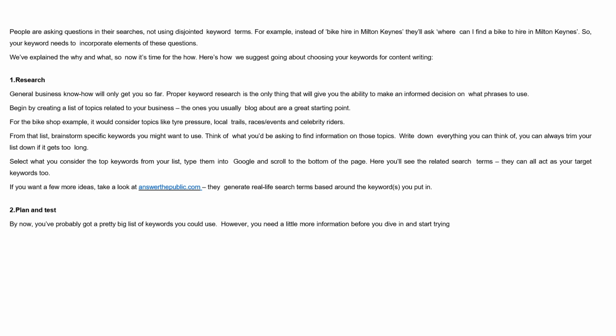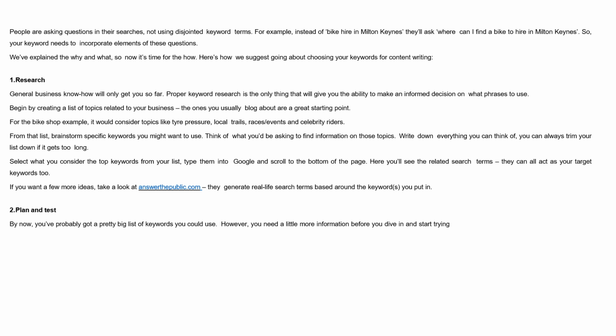Select what you consider the top keywords from your list. Type them into Google and scroll to the bottom of the page. Here you will see the related search items. They can all act as target keywords too. If you want a few more ideas, take a look at answerthepublic.com. They generate real-life search terms based around the keywords you put in.